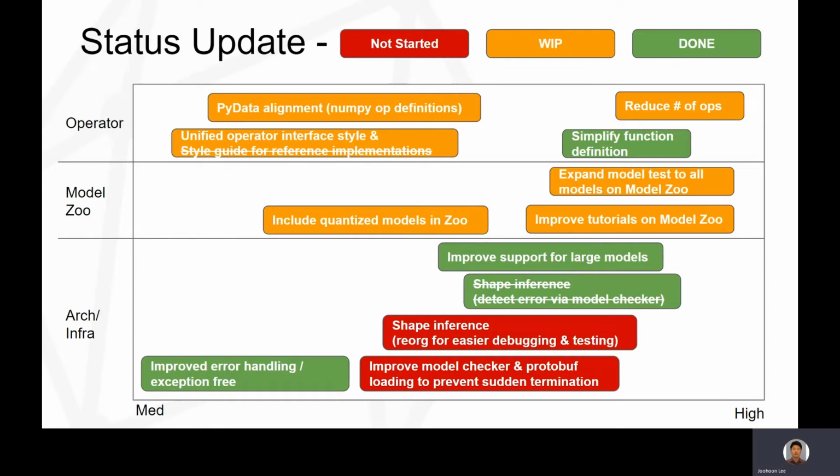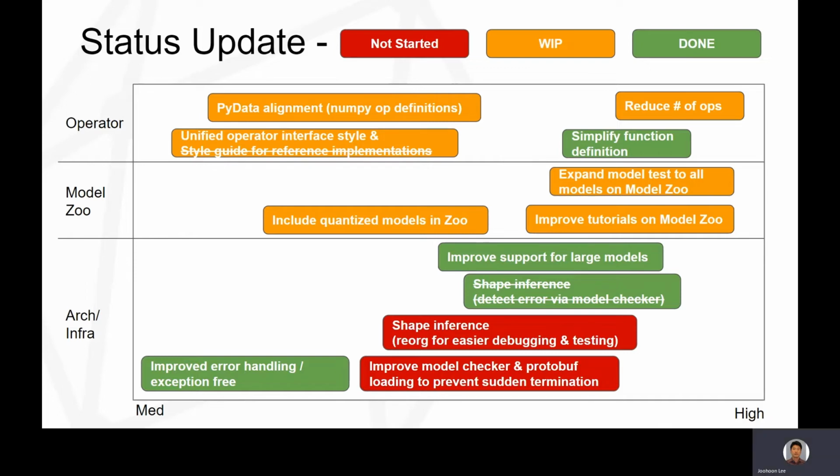On the architecture and infrastructure side, we're working on improving support for the large models. Some of this is already done in ONNX 1.8. We fixed some of the external data handling issues in the 1.8.1 bug fix release, as well as there are improvements in the APIs for converting models with external data that are coming in the 1.9 release.